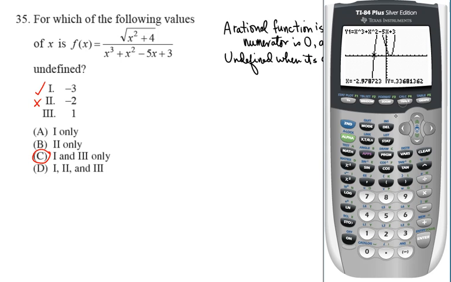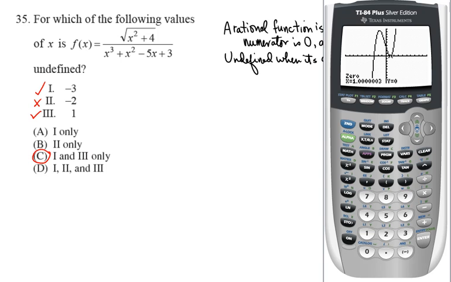Once again, second, calc, and option 2 for 0. We'll use 0 as a left bound and 3 as a right bound, and hit enter for guess, and it does find it there at x equals 1. Notice there's a 0.000003. For all intents and purposes, that is x equals 1. So that does help us answer the question.